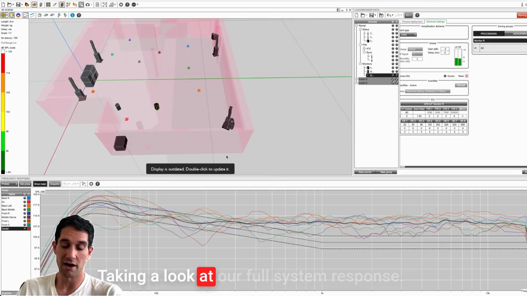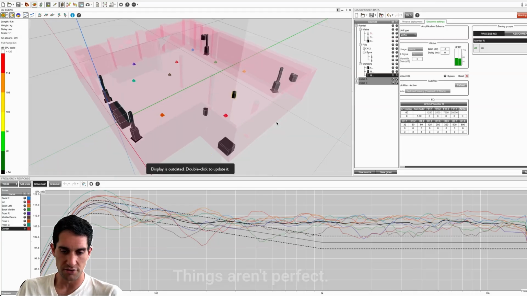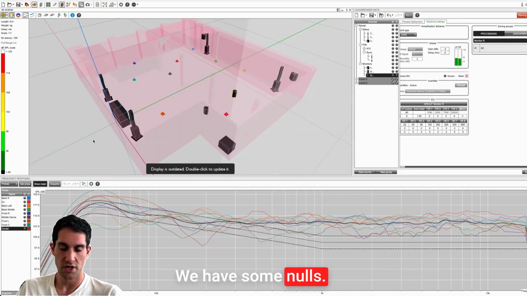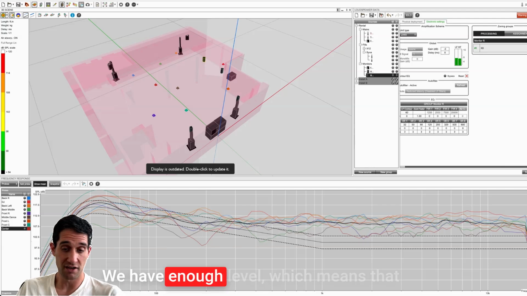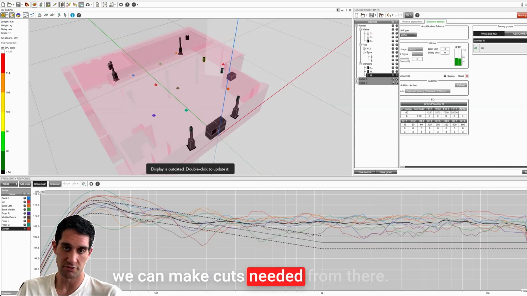Taking a look at our full system response, things aren't perfect. We have some nulls, probably some delays, but we're definitely where we're shooting for. We have enough level, which means that we can make cuts needed from there.